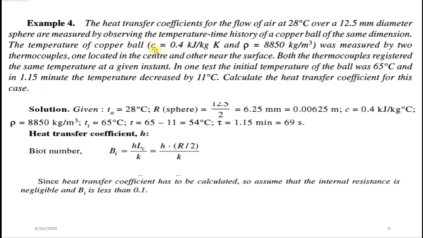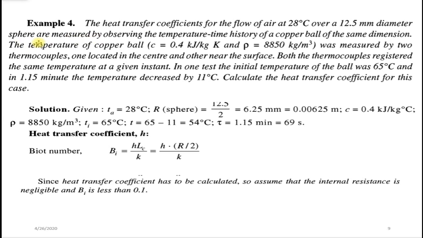Again, the k value, Cp value and rho density value are given in this problem. Then the heat transfer coefficient of the air we have to find out here. Air at 28 degrees Celsius means it is the environment now. Environment temperature is 28 degrees Celsius, that is TA. Then the R value, it is a sphere.